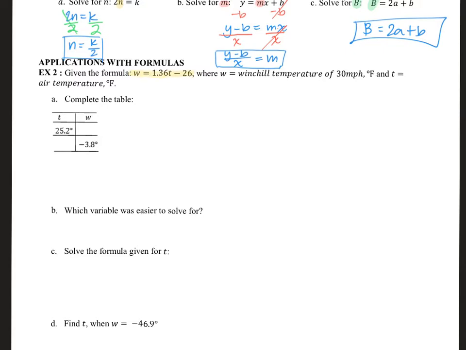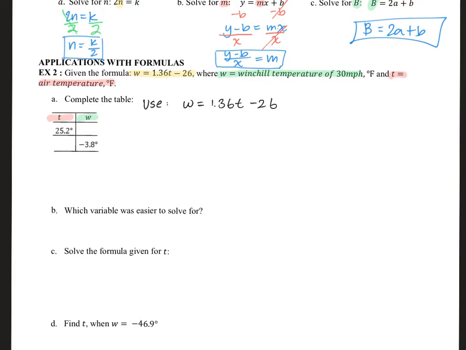W equals 1.3t minus 26, where W is the wind chill and T is the air temperature. We're asked to complete this table. Well, this is strange. In our table, we are given our two variables. So we have W, and we also have T. How do we fill out this table? We're going to use the formula we're given. We're given a formula, might as well make use of it.